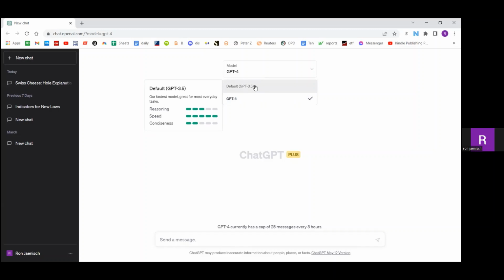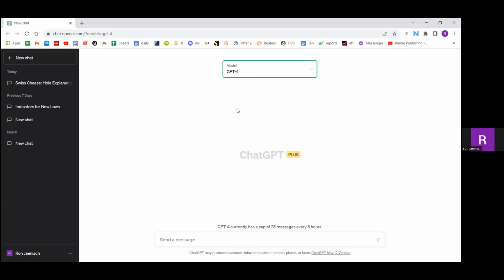So the default is 3.5. If you have the free version of this software, you are running GPT 3.5. GPT 3.5, I would describe as wrong about 80% of the time. It is very fast. It's very good for being creative and generating things. For market analysis, it is a horrible tool that you should never touch, as well as for writing code. Writing code is not something GPT 3.5 is talented at.